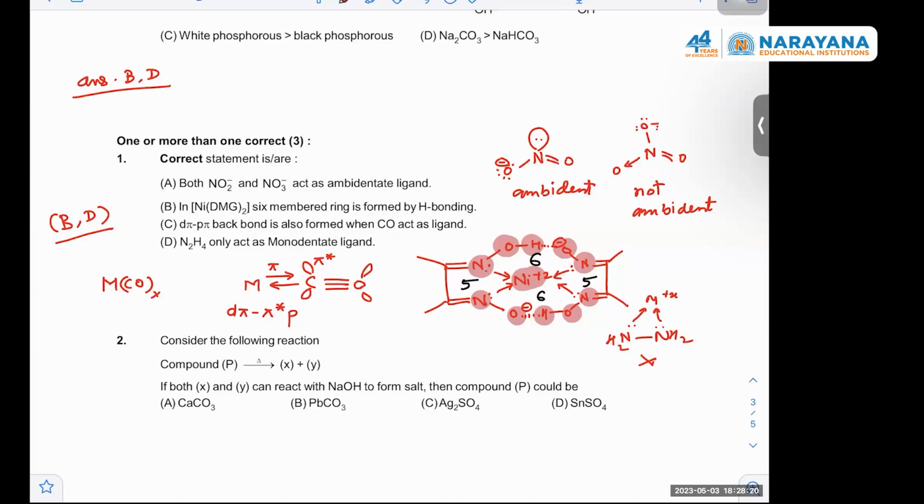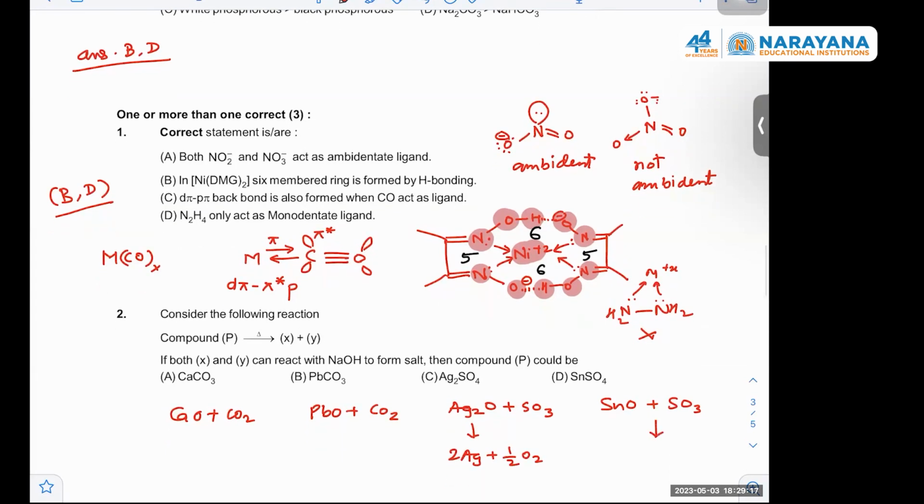So B and D. Only B. The nature of X and Y should be such that they react with NaOH. Okay. So here we are given the heating part like CaO, CO2. It will be like PbO and CO2. It will actually form Ag2O first of all, and then SO3 gas will be formed. Finally this can break into 2Ag and half O2, and it can convert into SnO2 and SO2. These are the final answers.